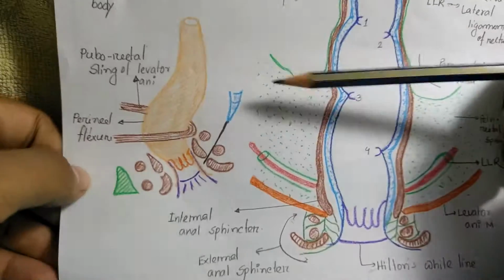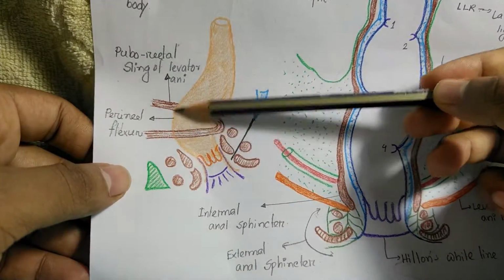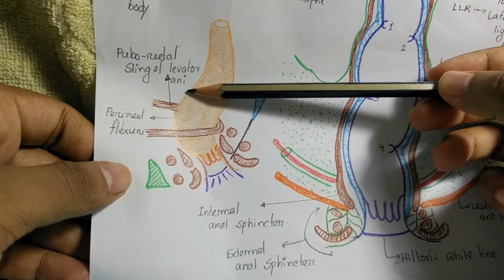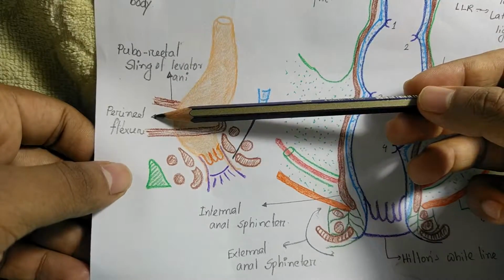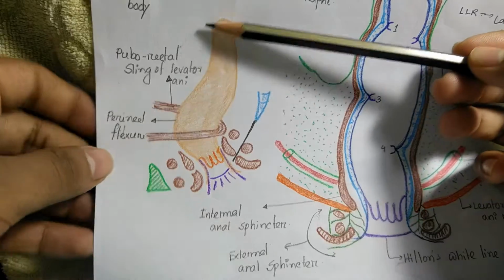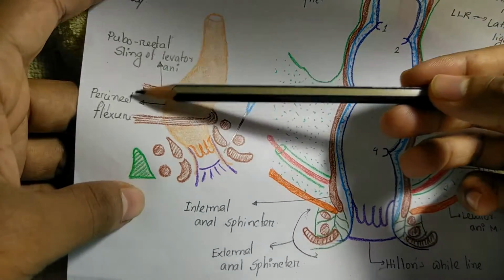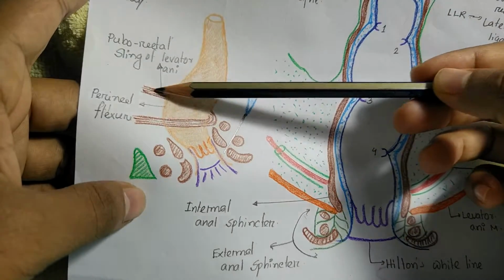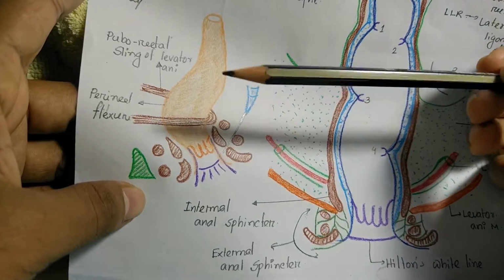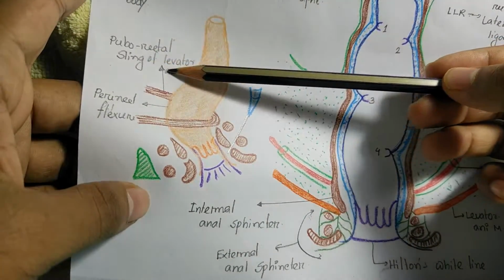Okay, so why is the rectum bulged anteriorly? It is one of the important questions. Why is this portion of the rectum bulged anteriorly? It is being bulged by a fold of muscle. You can see a fold of muscle will make a sling of the rectum. It is called the puborectal sling of levator ani.